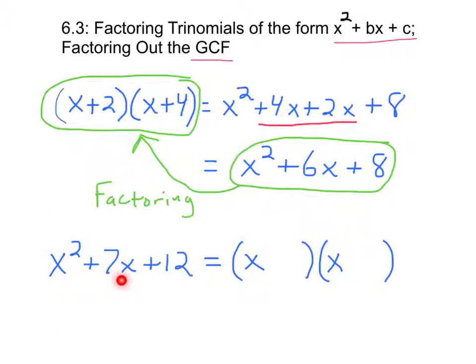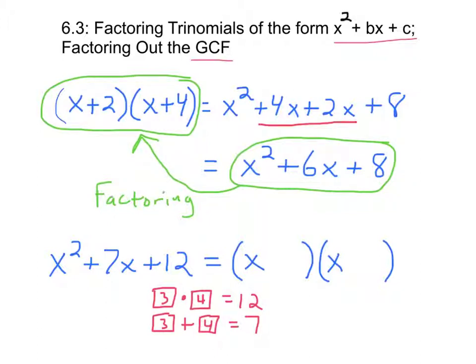Alright, so it's kind of like solving a little puzzle. Sometimes I write it down this way. I'm looking for two numbers, so I'm putting in blank spaces, that multiply out to equal 12. And those same two numbers have to add up to equal 7. And usually if you think about it, you can figure out what those two numbers are, but sometimes it might be a little harder than others. But in this case, it's pretty clear that the numbers are 3 and 4. Because 3 times 4 is 12 and 3 plus 4 is 7.